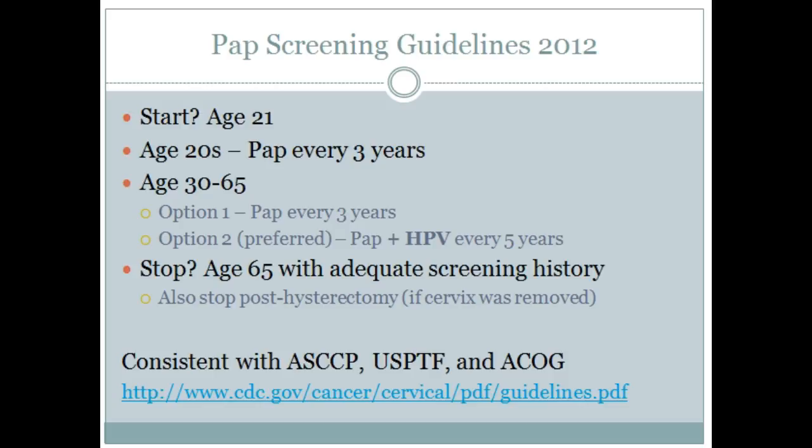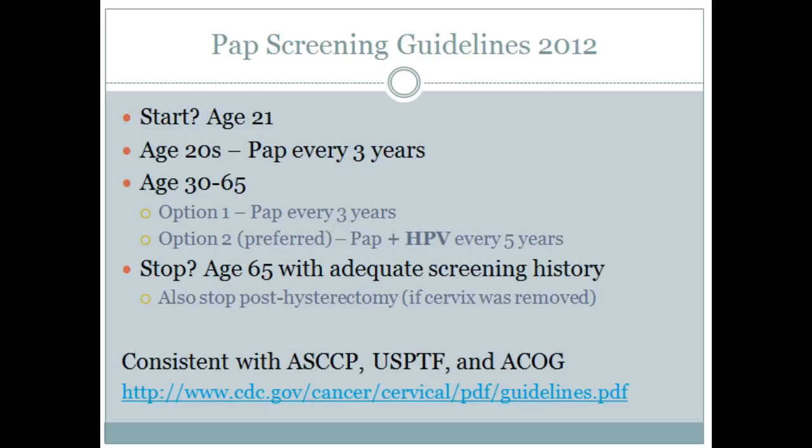These are the pap smear guidelines based off of the most recent ones that came out in 2012. What I'm showing you here is consistent with ASCCP, which is basically the national group over colposcopies and cervical cancer, the United States Preventative Task Force, and ACOG. All of them agree with what I'm talking about here. When do we start pap smears? We start papping women at age 21. Doesn't matter if they're sexually active, doesn't matter if they've been sexually active since they were 15. We're waiting till 21 to start papping.